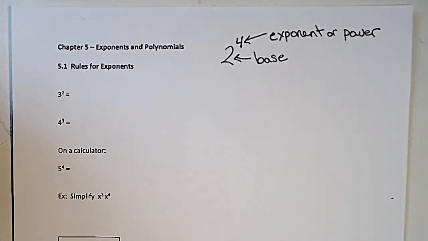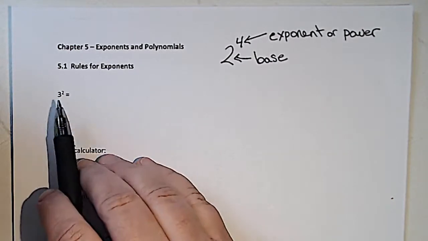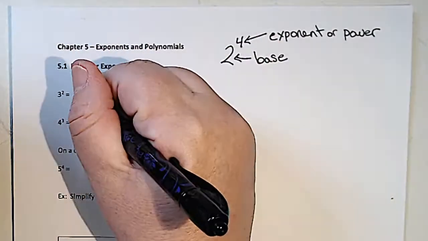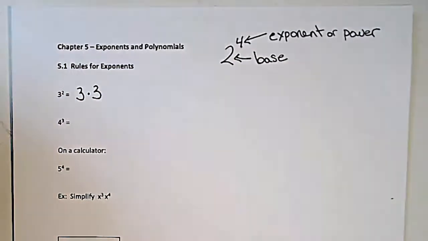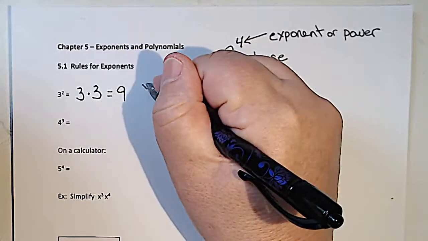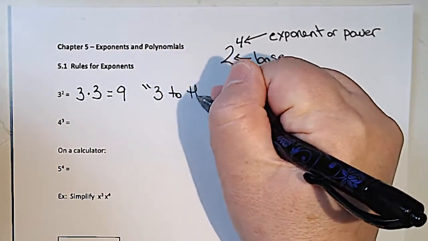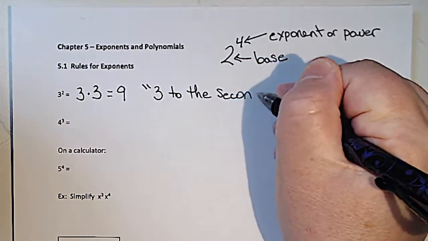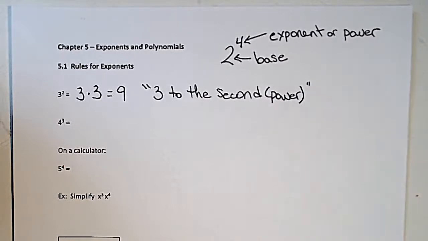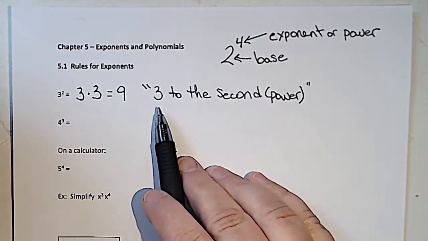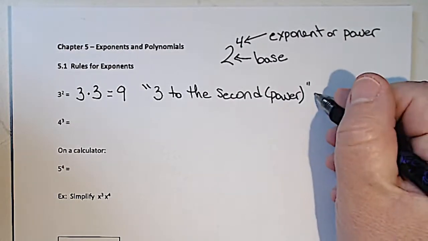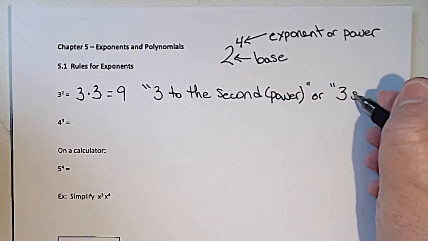Now there are certain ways to pronounce things. For example, if I have this, 3 is my base, 2 is my exponent. This means I have 2 3's multiplied together, which would give me 9. We pronounce it 3 to the 2nd, and then the word power is optional. 3 to the 2nd power, or some people say 3 to the 2nd. We always use the ordinal numbers, not the cardinal numbers. Or you can simply say 3 squared.